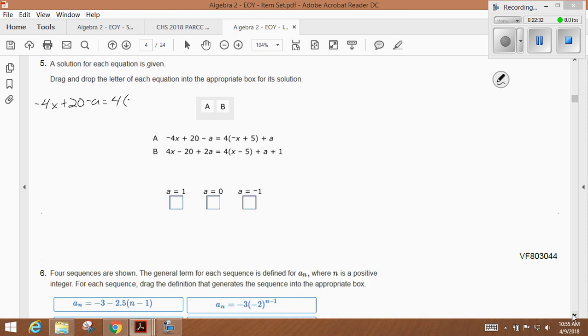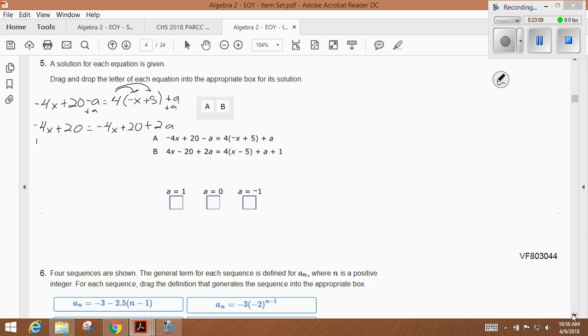So I'm going to go ahead and solve this. Okay, the first thing I'm going to do is add a to both sides, okay? And I'm actually going to distribute at the same time. So this a is going to go away on my left-hand side. I'm going to distribute the 4 times negative x and that'll give me negative 4x. And the 4 times positive 5 will give me positive 20. And then a plus a right there is going to give me 2a.